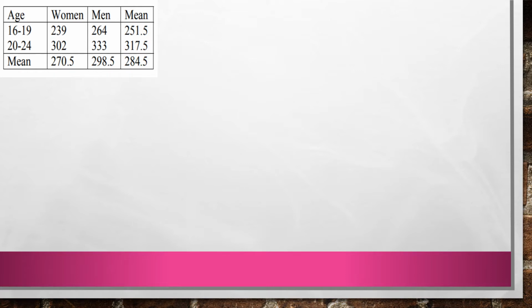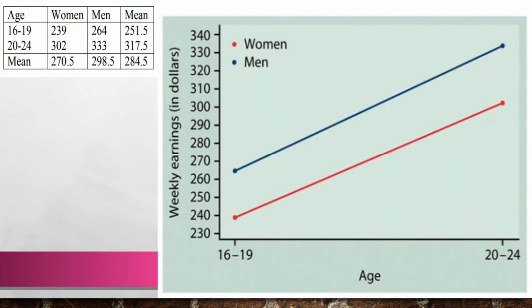For this table, we can see the ages 16 to 19 and 20 to 24. For ages 16 to 19, the mean for men is 264 and the mean for women is 251.5. While in the age group of 20 to 24, the mean is 317.5 for one group, with a total of 284.5. So this shows the weekly earnings in dollars for ages 16 to 19 and 20 to 24 for women and men.